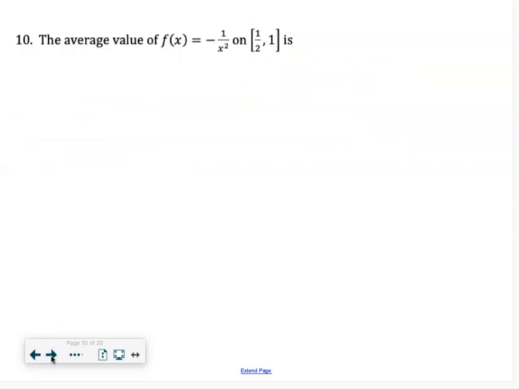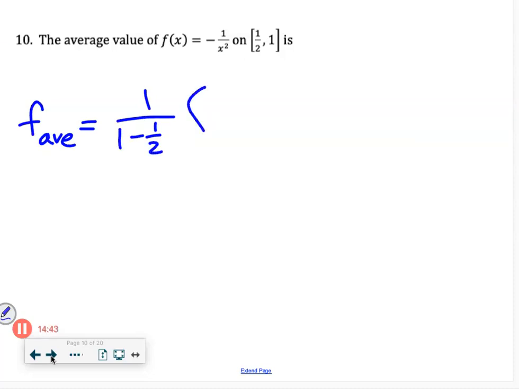Moving on, last one, average value. Use your average value formula that you all know so well. F sub ab equals 1 over b minus a times the integral from a to b of whatever you want the average of, which in this case is -1 over x squared. So I'm going to write it like this.